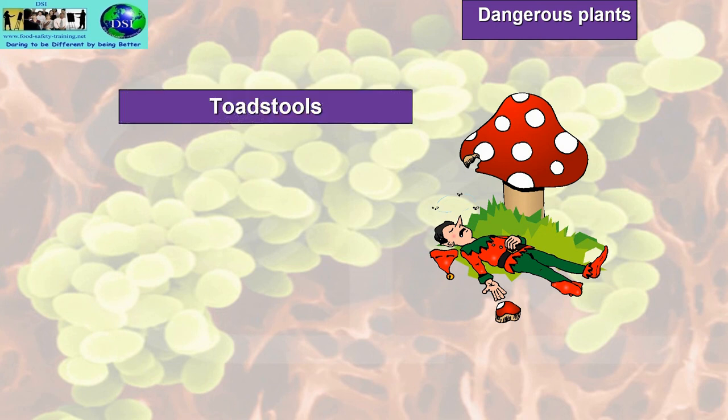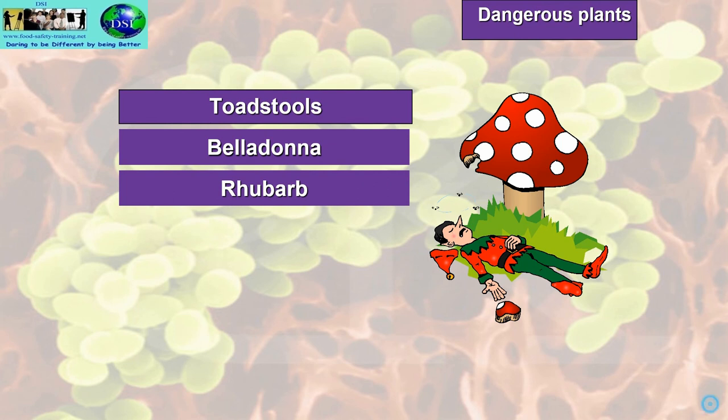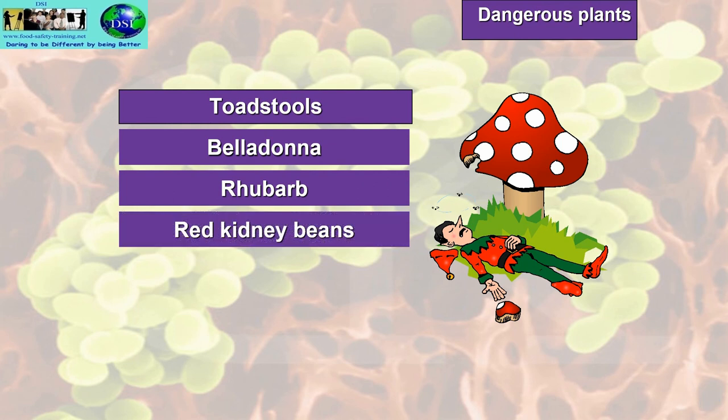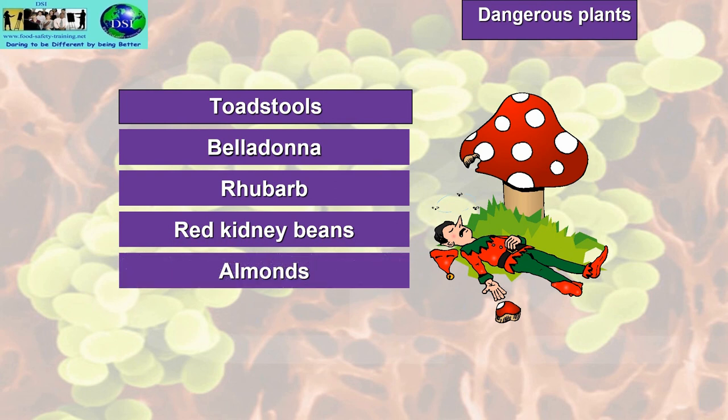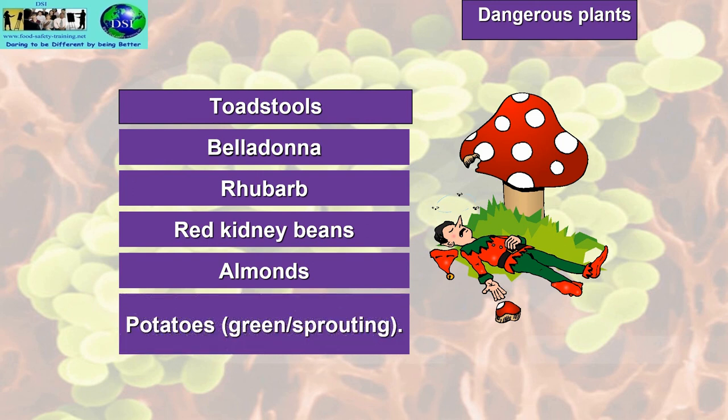Dangerous plants include toadstools, belladonna, rhubarb leaves, and red kidney beans, which should be boiled vigorously for at least 15 minutes before use if they're dried. Almonds contain prussic acid, which is the precursor of cyanide. And potatoes, green or sprouting, should not be used.